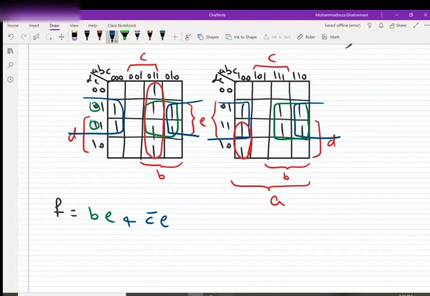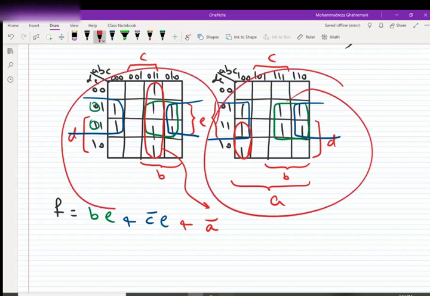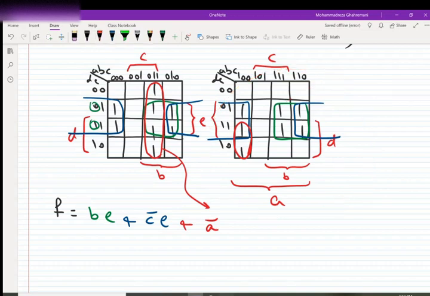For the red one, it's in one table, so A is in the product, and it's A bar because it's the first table. The second table has A, the first table is A bar. So it's A bar. What about B and C? Of course B and C are the same. What about D and E? D and E are changing in all of them. So there is no D and E.